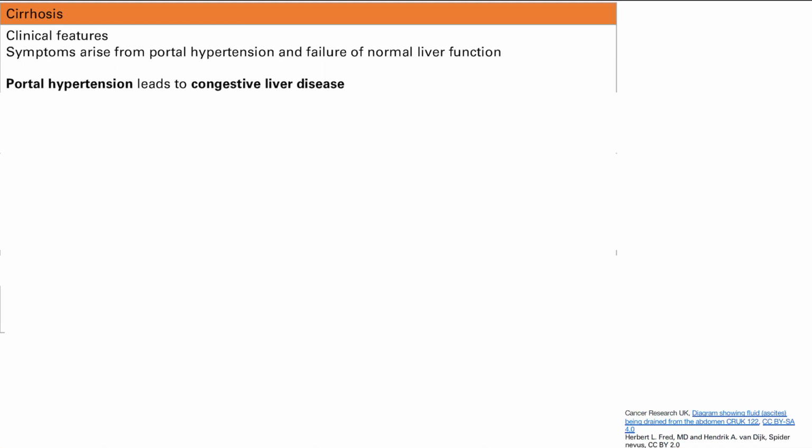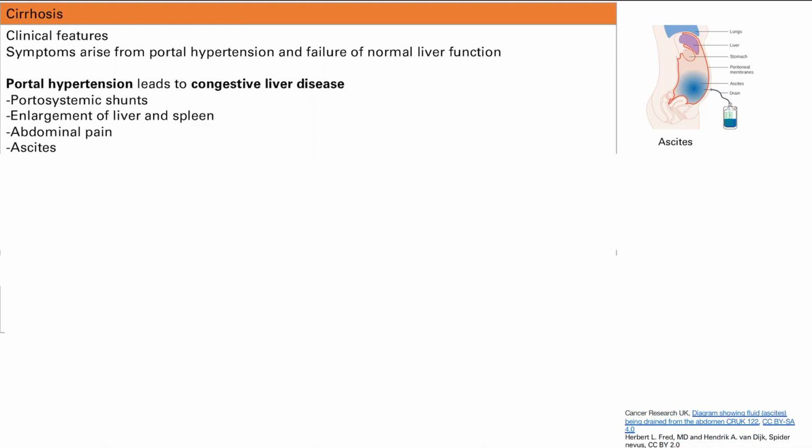I already talked about these portal systemic shunts. Remember, where were they? When you had the esophageal varices, you had the umbilical varices, and then you had the internal hemorrhoids. The other things that you have are enlargement of liver and spleen. Again, you have buildup of all that blood in the liver, so it's going to become congested, it's going to enlarge. You're going to get abdominal pain. Again, it's all that increased pressure in the abdomen causing pain.